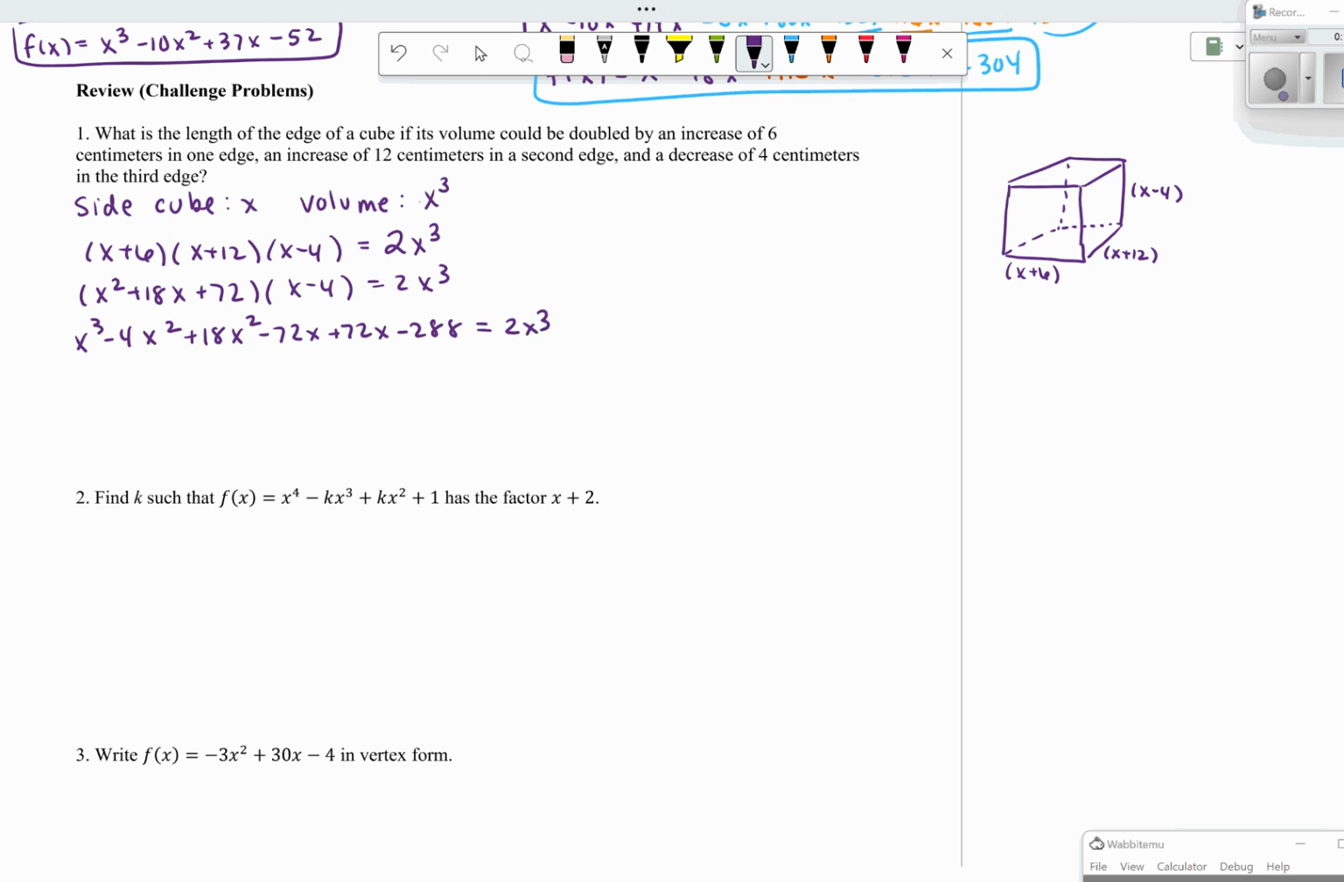And so when we combine our like terms, we get x cubed, or no, plus 14x squared, minus, these cancel out, so 288 equals 2x cubed. So we want to figure out what our x value is going to be, so we're going to set this equal to 0 to solve. So we would have, I don't like working with a negative quadratic term, so I'm going to subtract these terms to the other side.